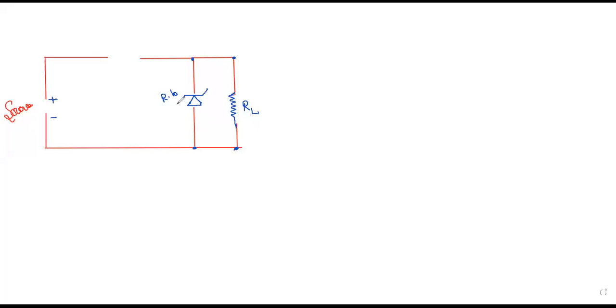Then coming back to here, this is a reverse bias. Okay, and some potential difference I'm maintaining. Let it be V, the source voltage. And here, suppose these are the points A and B. This is C and D.